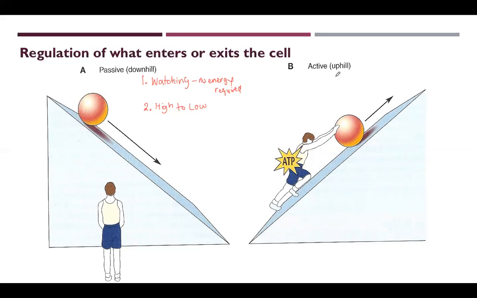Active, on the other hand, can be compared to someone pushing a ball up the hill. Again, for two reasons. The first, the person is pushing the ball up the hill. Well, pushing takes energy, requires energy. And what's the energy a cell needs? ATP. So active is going to require ATP. The second, we can notice it's going from low to high.